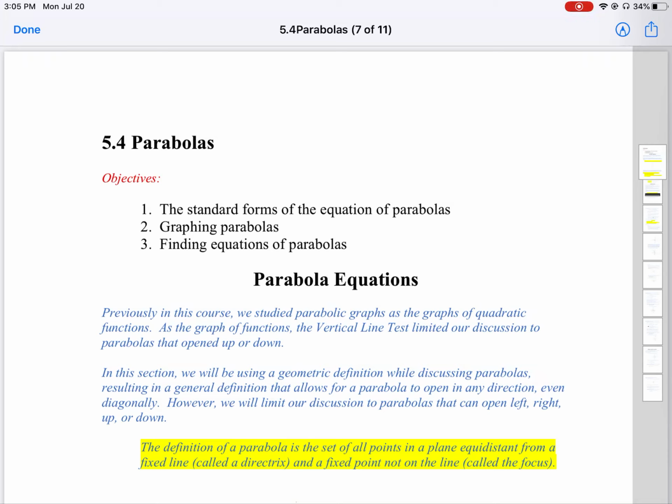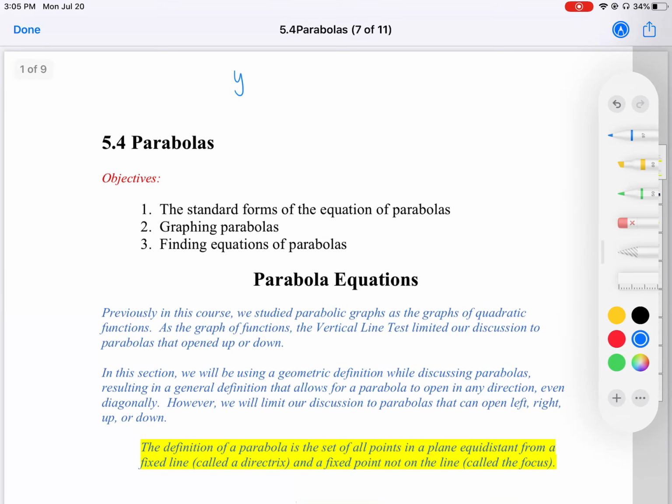Hi, let's continue with the next section, 5.4 parabolas. So in the past, we dealt with parabolas where the term being squared was the x. If it was positive, our parabola opened up, and if we had a negative leading coefficient, then our parabola opened down. So what we will discover in this next section is when a parabola opens left, or maybe when it opens right. So we're going to add that to our list.